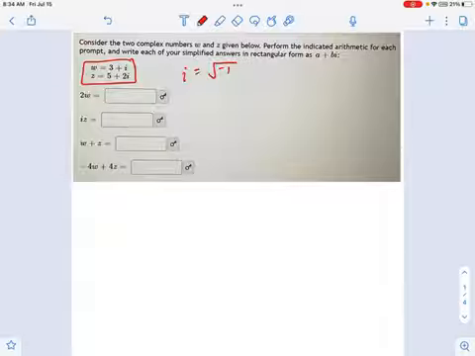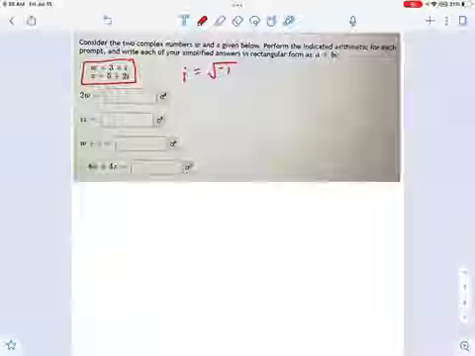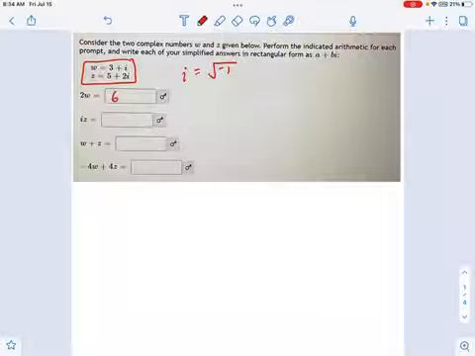So in this first example, I have 2 times w. Well, you just multiply each part of w times 2. So this becomes 6 + 2i. All right, so if you treat them like a polynomial, you will get through this problem just fine.